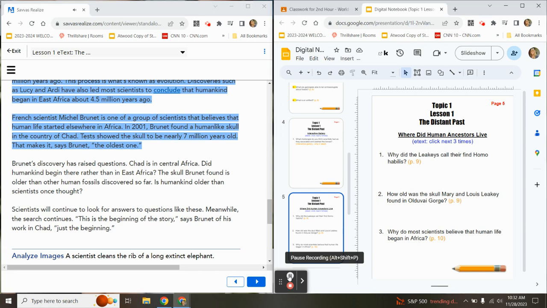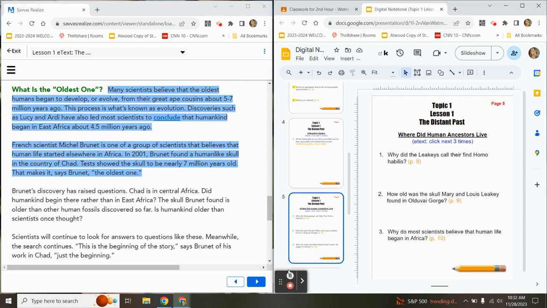Just the beginning. Number 3, why do most scientists believe that human life began in Africa? In the e-text, it's right here in the video. It's the first 2 paragraphs after what is the oldest one. If you're in the textbook, you're on page 10. Again, same heading. These 2 paragraphs, you will find this answer.